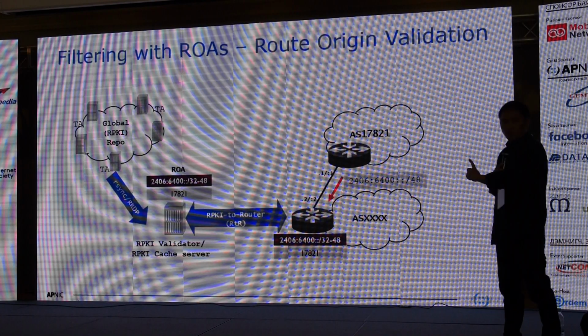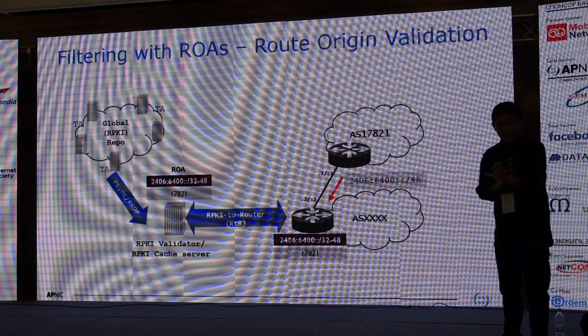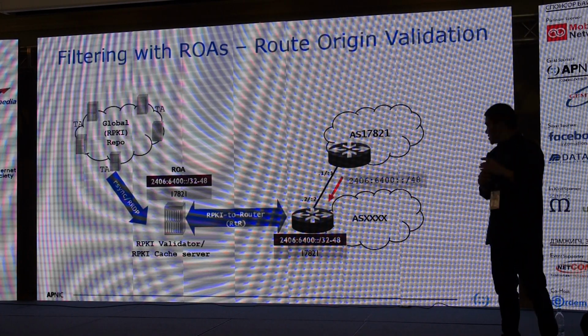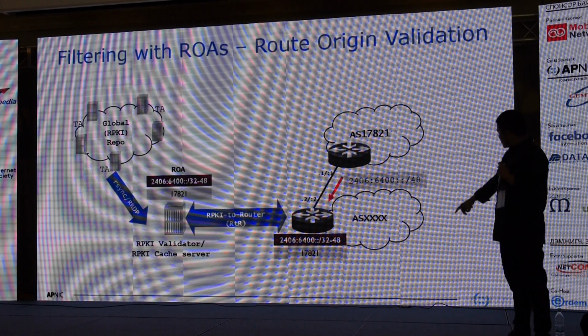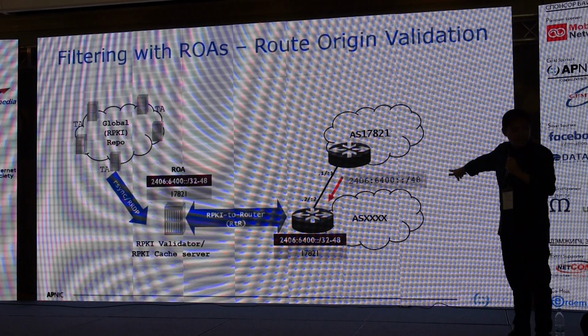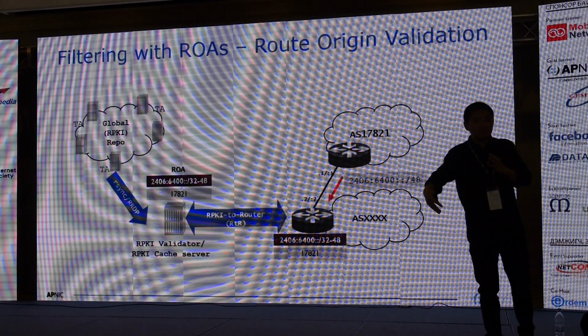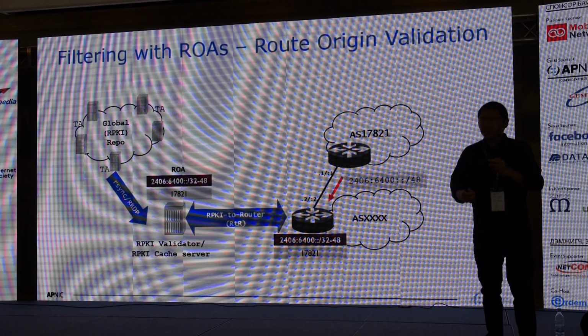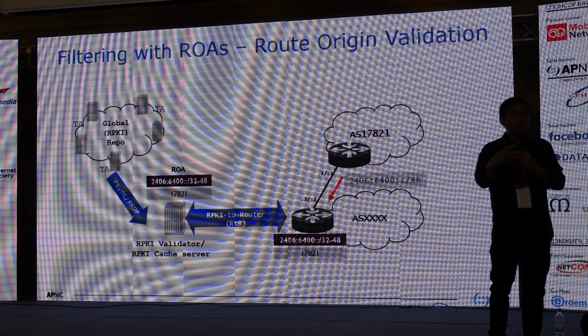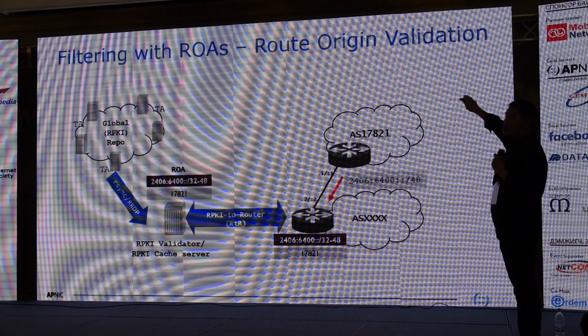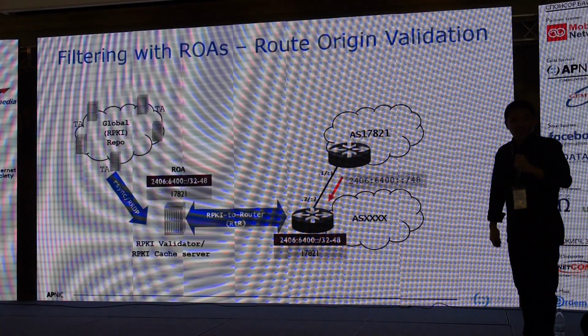If any of this does not match, if the prefix is wrong or the length is not right, let's say I have a ROA only for a /32 and somebody is trying to hijack my route with a more specific, it'll come here and it's invalid. So you will drop that route. So it helps against this kind of misorigination or route hijacks. Okay? So this is what we mean by route origin validation.